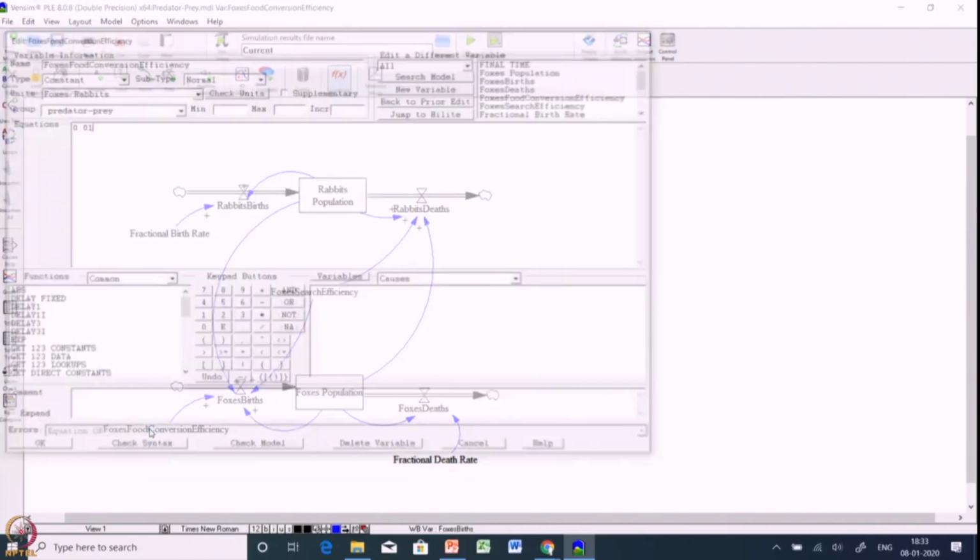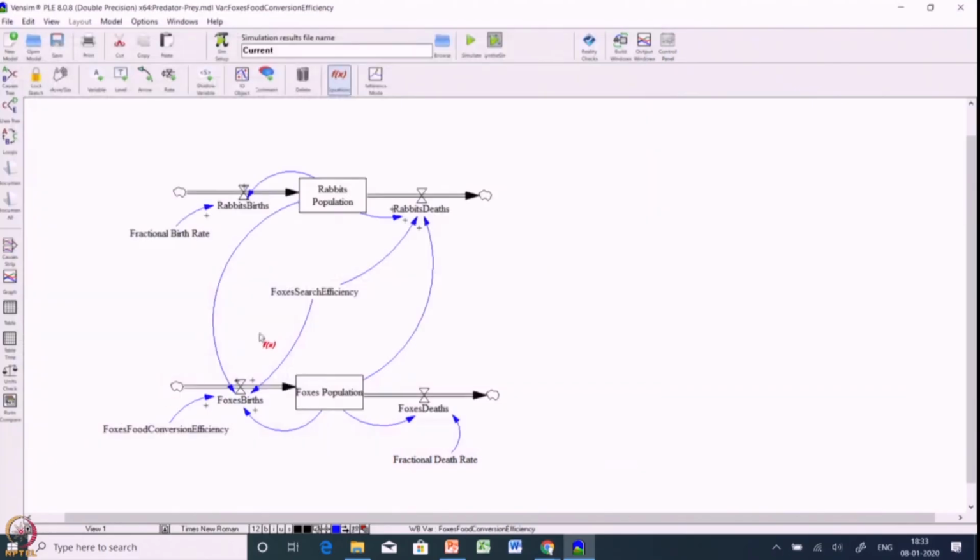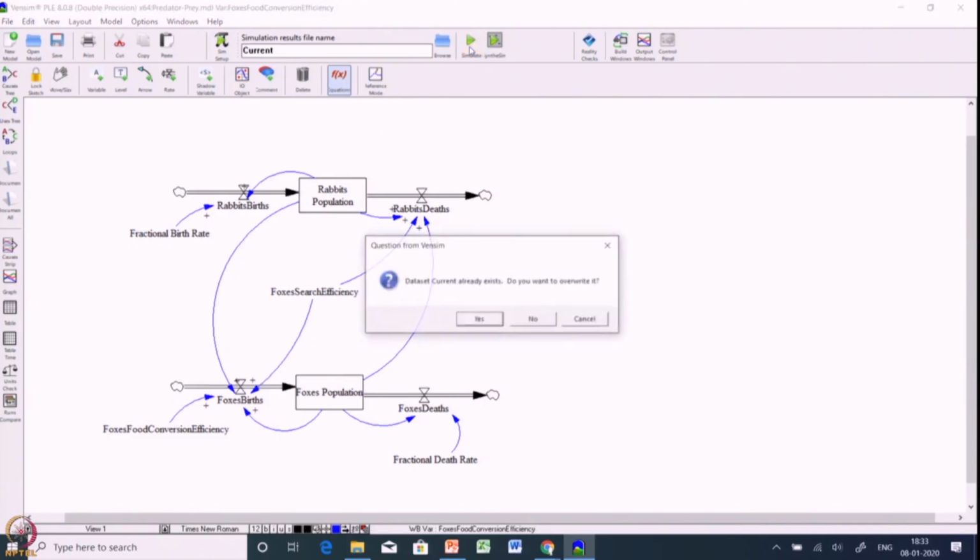So, food conversion efficiency is given as 0.01 foxes per rabbit, that is, how many rabbits are required for one fox to sustain and grow. Now, let us simulate this model to see what kind of dynamics we encounter.